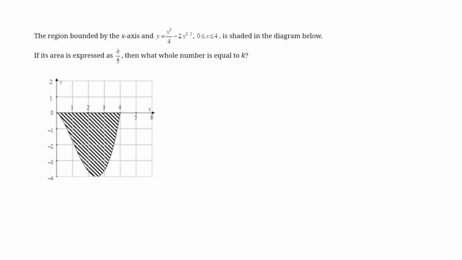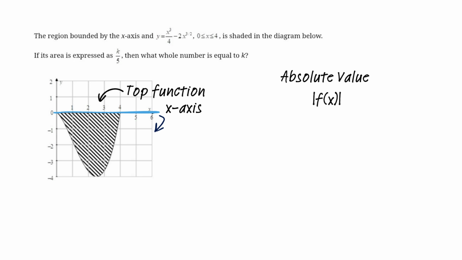When we find area using integrals, we usually think of it as the integral of the function. But remember, integrals calculate net area. Since our region is below the x-axis, the integral will result in a negative number. Because area must be positive, we are going to use the absolute value of the integral. In this case, the top is the x-axis, y equals 0, and the bottom is our function.